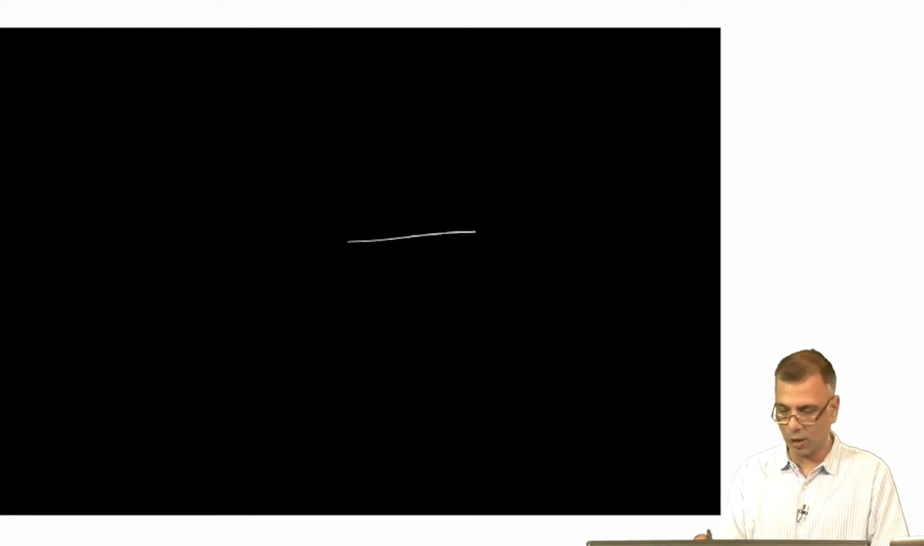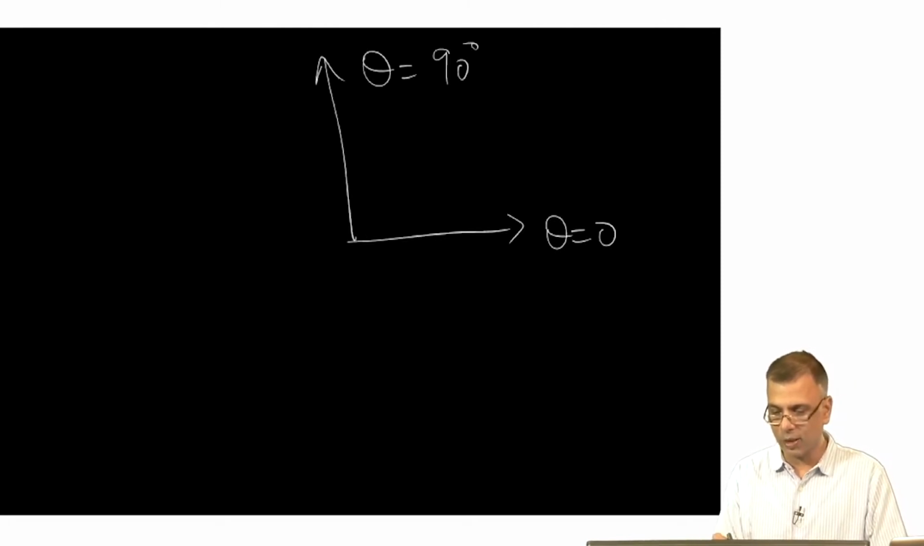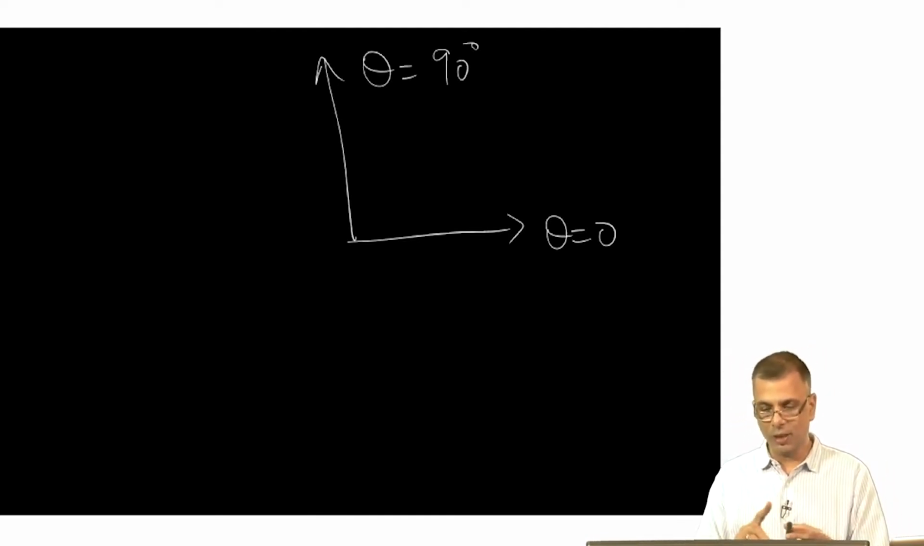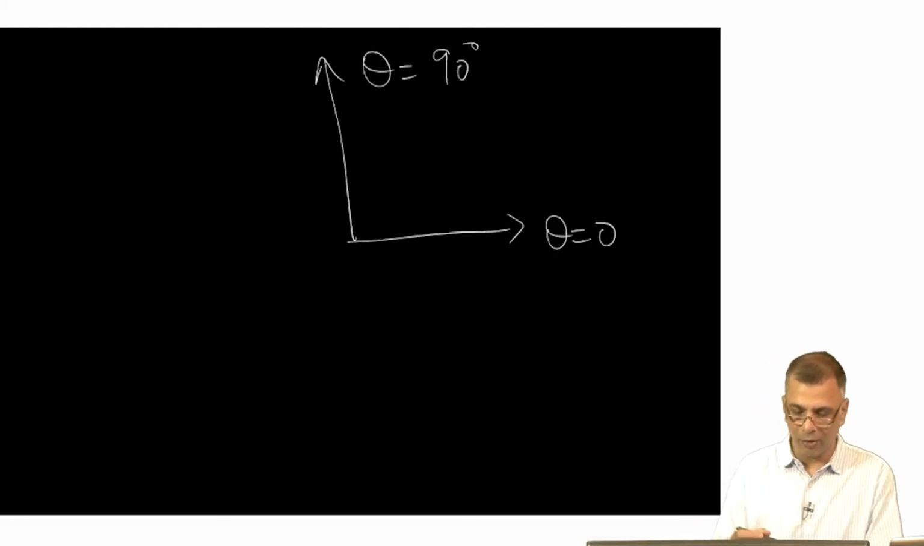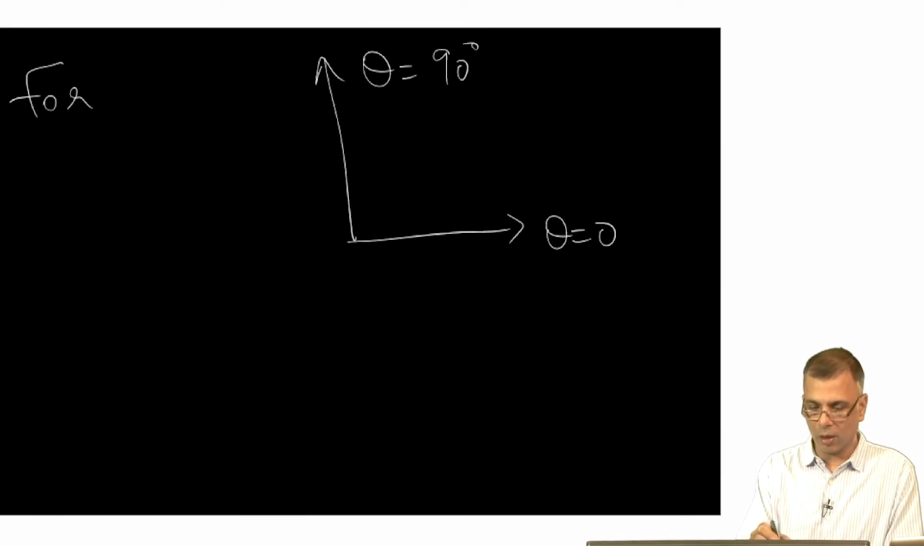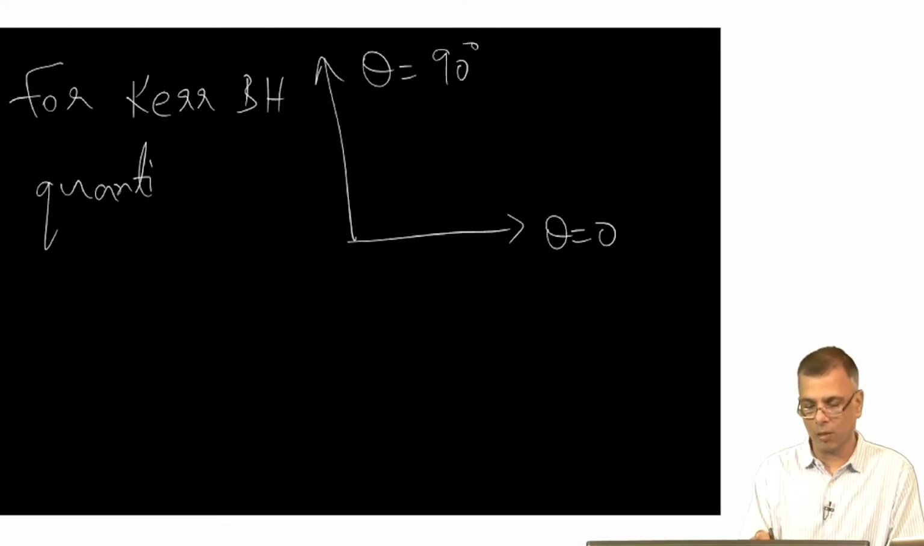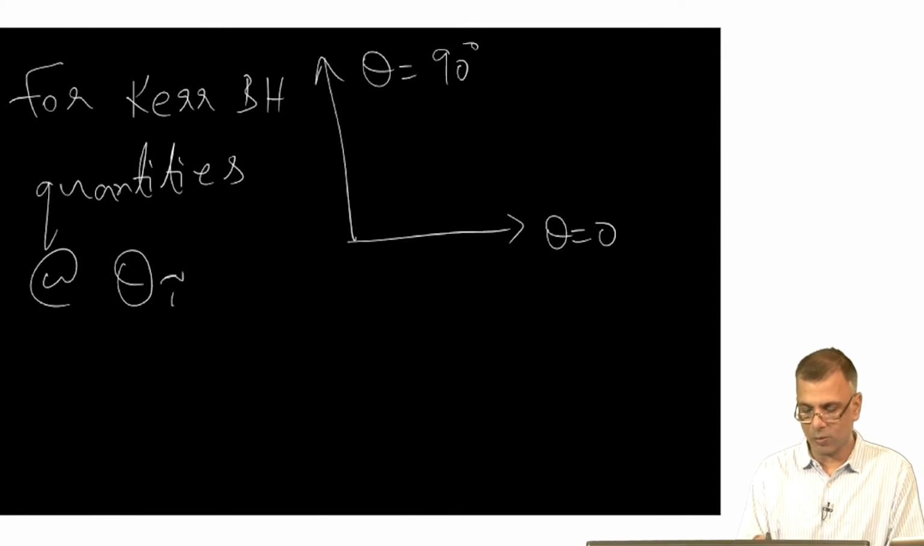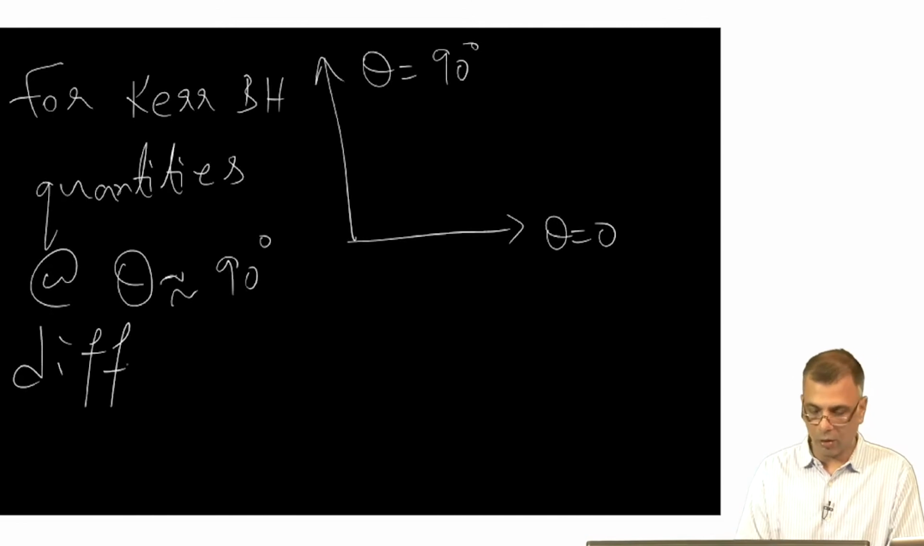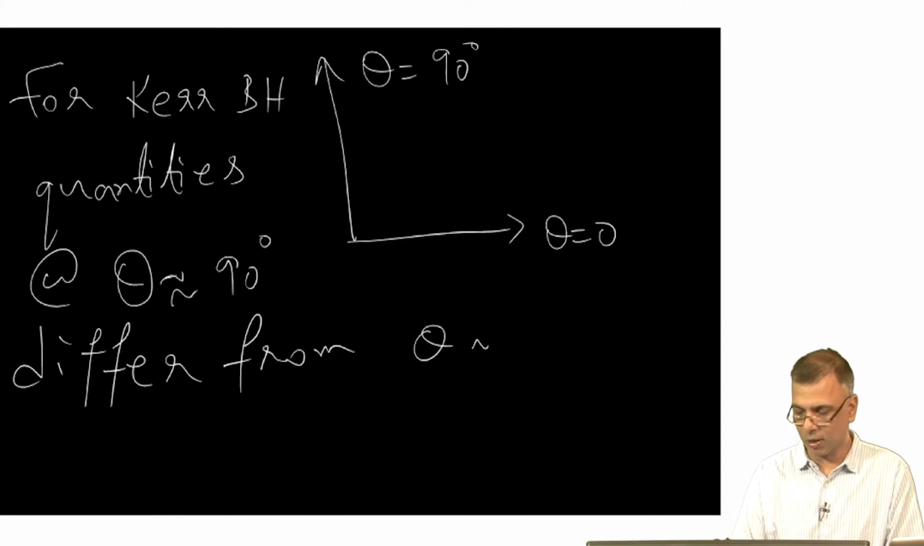In fact, you have the equatorial plane, characterized by theta equals 0, and you have the polar plane characterized by theta equals 90. So the black hole is rotating along this axis. If there was a difference, you would expect some difference in going from the equatorial plane to the polar plane. For a Kerr black hole, I will not write maximally rotating, you should understand that. The quantities at theta approximately equal to 90 degrees differ from those at theta approximately equal to 0 by about less than 1%.